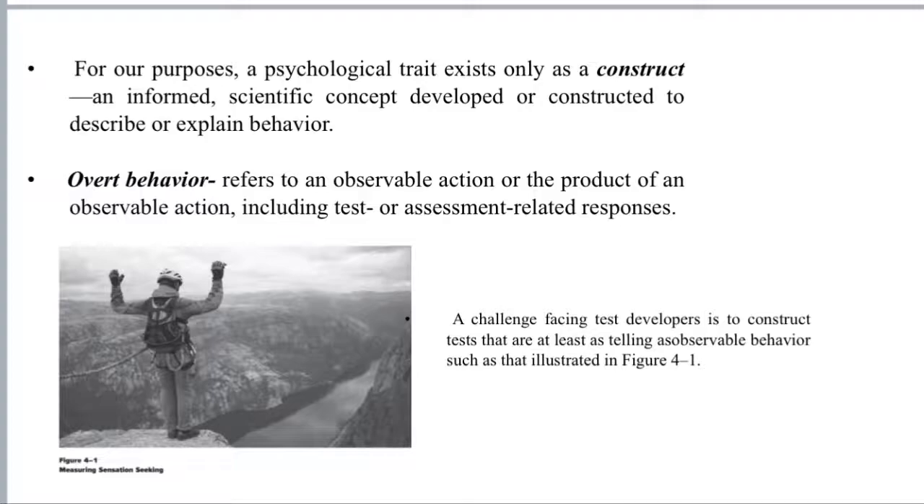So, for example, a challenge-facing test. A challenge for test developers is to construct tests that are at least as telling as observable behavior, such as illustrated in 4.1. So, here is the bungee jumping test. The test taker is the person who will undergo the bungee jumping, in which their behavior before, during, and after is observed. So, here, the behavior that they show is described, and that behavior is the overt behavior.